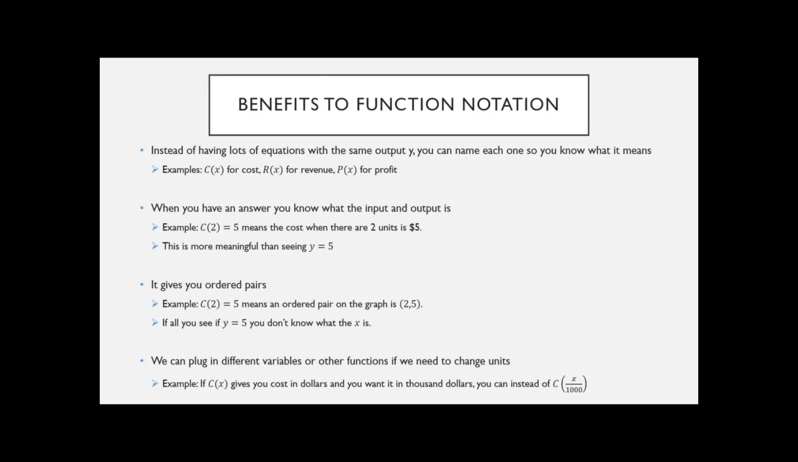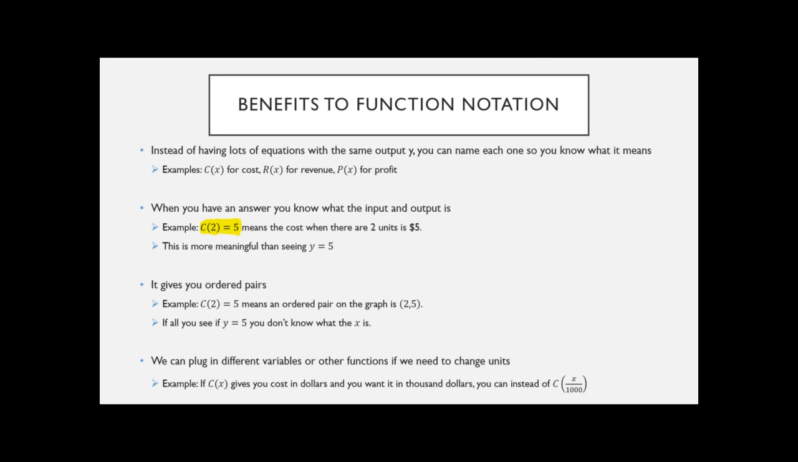The second benefit is that it tells you what the inputs and outputs are. So this is still function notation right here. It's just that instead of x, we have a number, but this would be c of 2 equals 5. This is telling you c is representing cost.